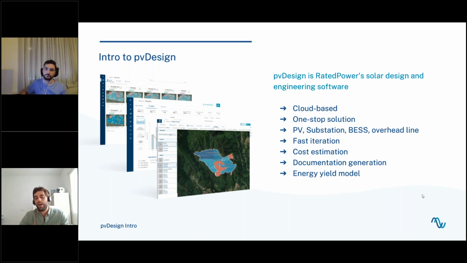Then the software, for every iteration that our users create or generate, will generate as well a package of engineering documentation that will include layout, single line diagrams, bill of materials, and many more documents. We will be able to see some of them later. And of course, we will provide energy yield results for that specific design, as we have an energy model running behind, which is what we will be speaking about today.